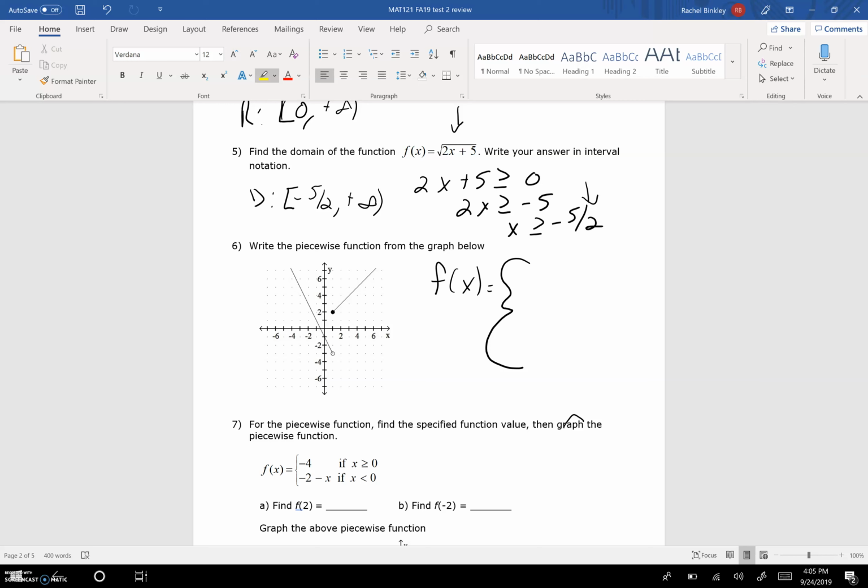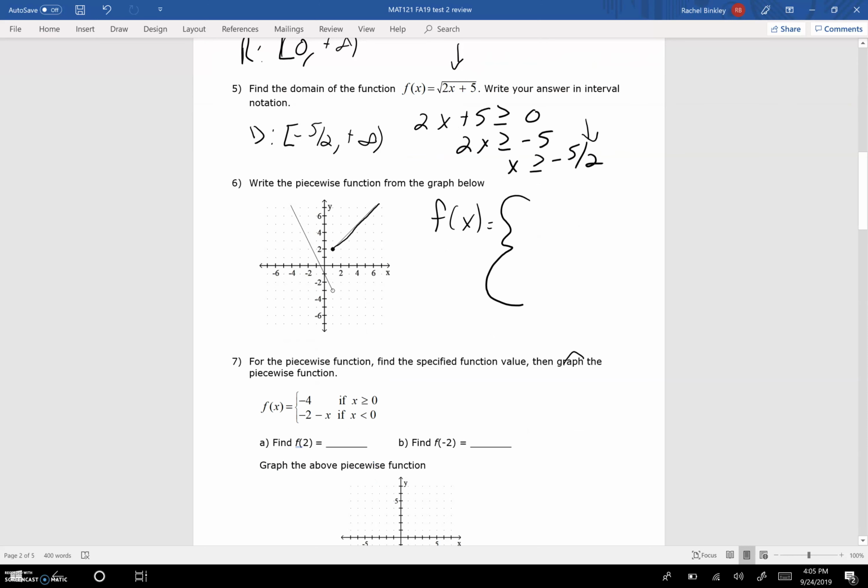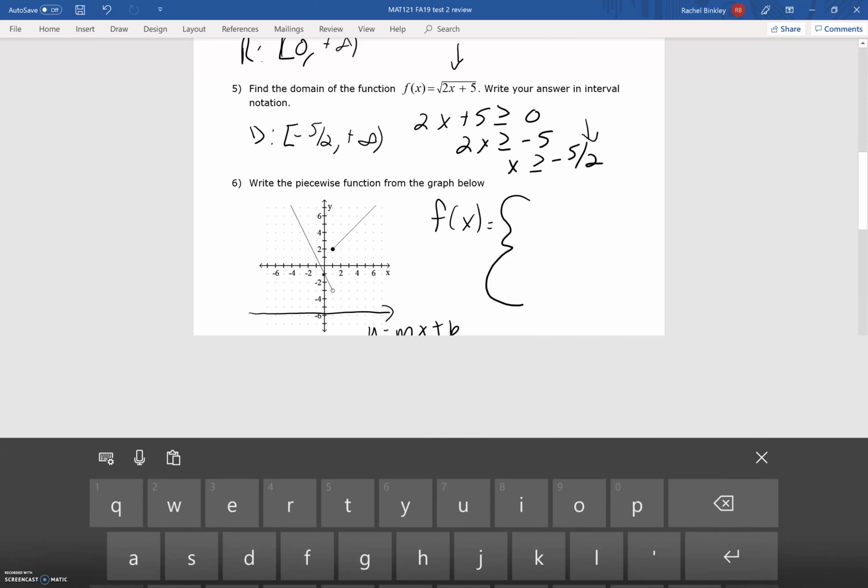One for that piece of the function and one for this part of the function over here. Okay. So they're both going to be linear, so we're going to have two that are like y equals mx plus b, right? Always start by reading from left to right. So we're going to start with this negative slope here, and we can just look at it and find the slope.